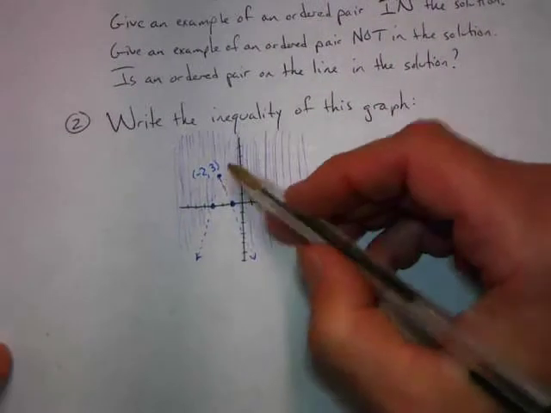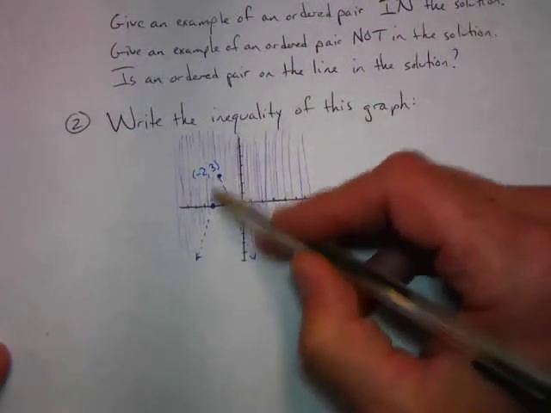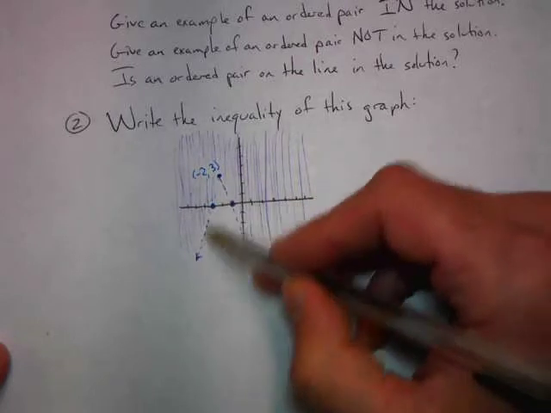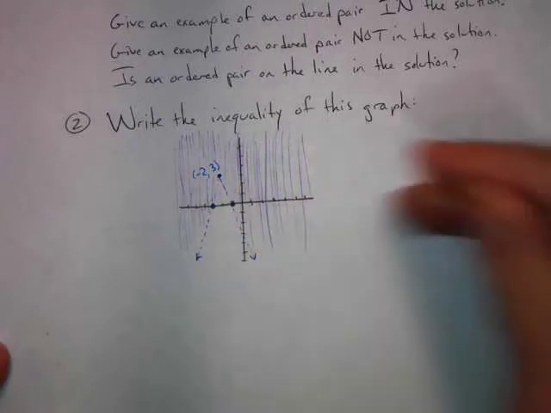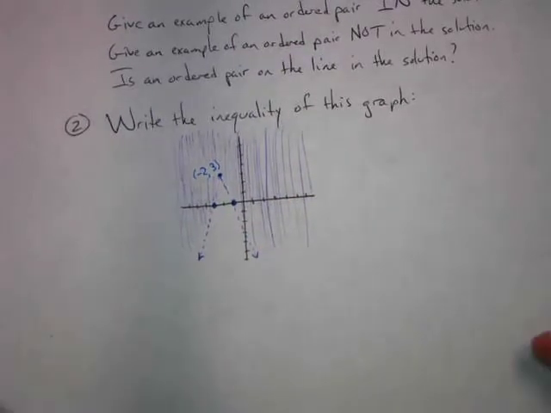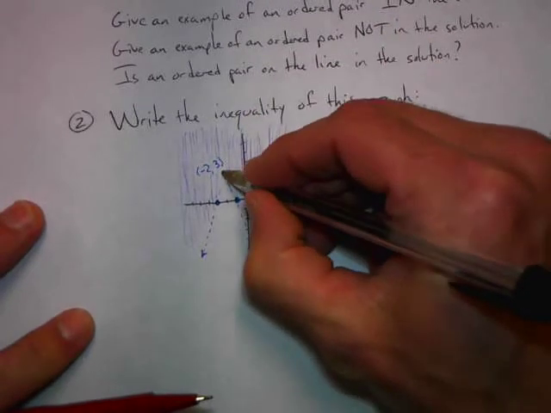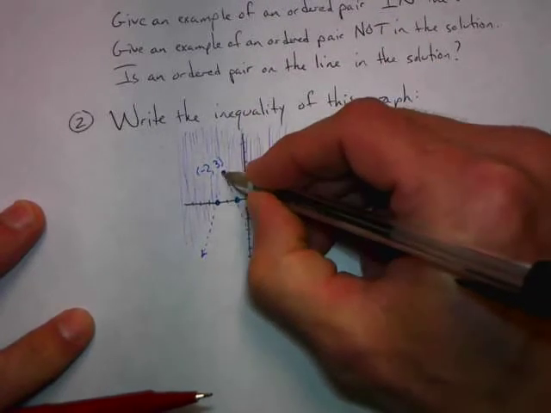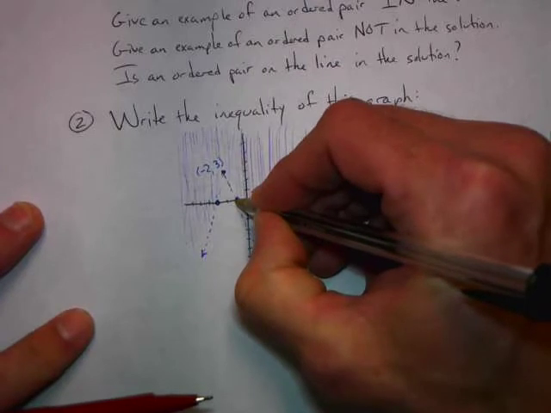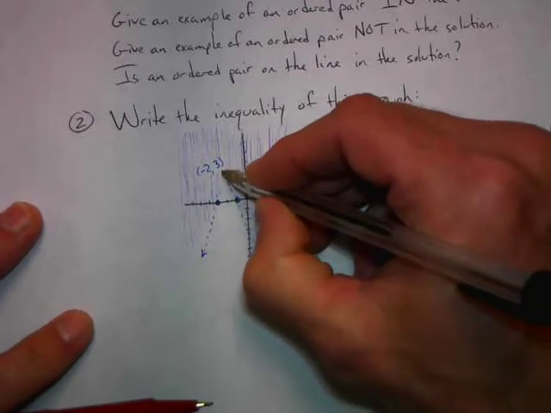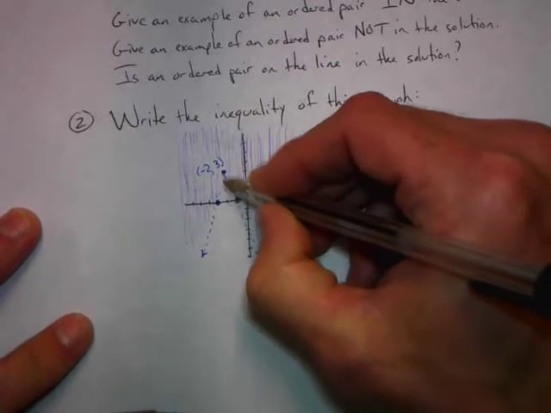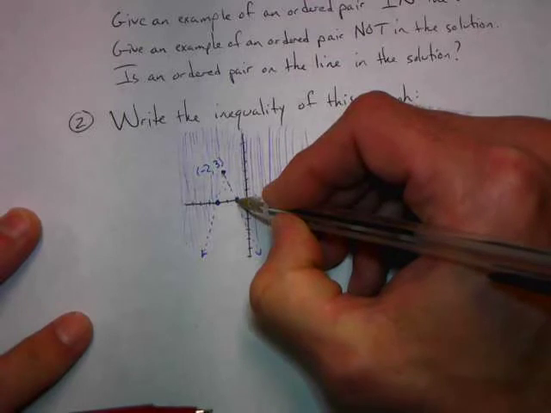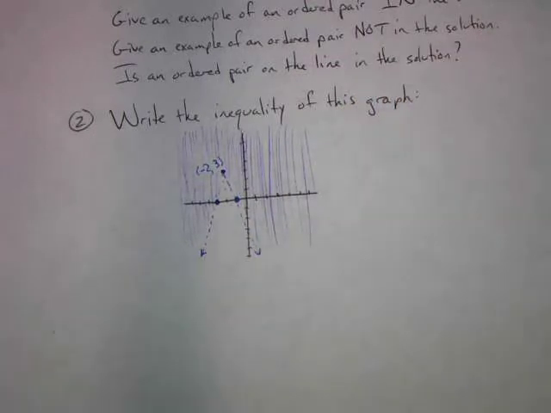When we look at our graph, we can see that it's opening down. So the a is going to be negative. Negative what? Well, that's where the slope comes in. We have a point here and a point here. We can tell the slope. Slope is rise over run. So we're going down 1, 2, 3, right 1. That's a slope of negative 3. So the a is negative 3.